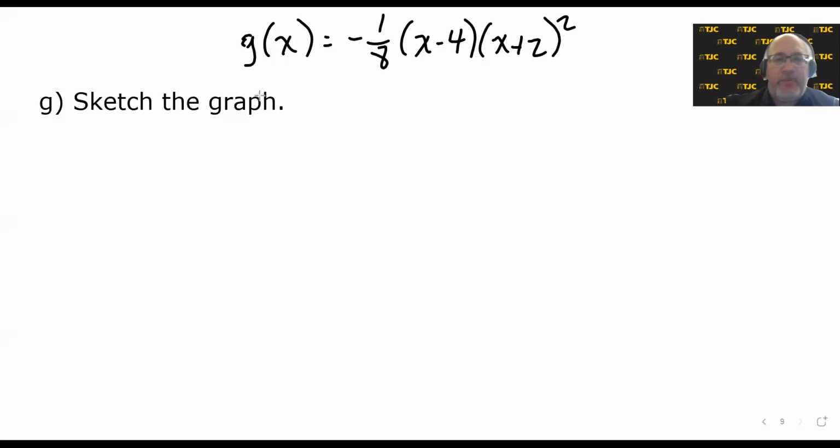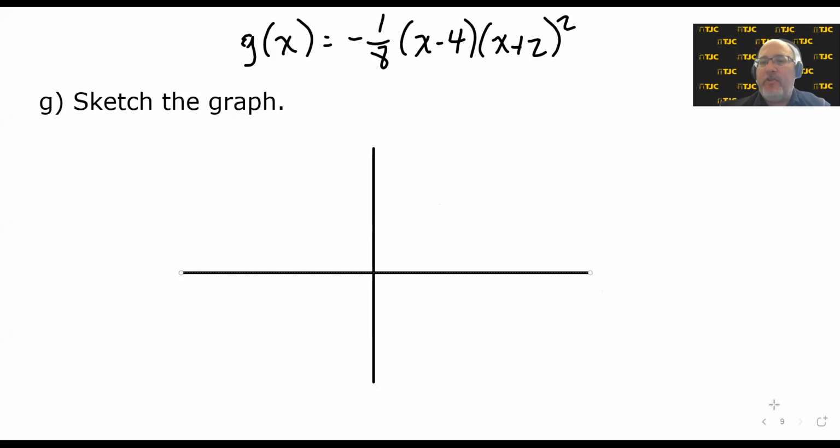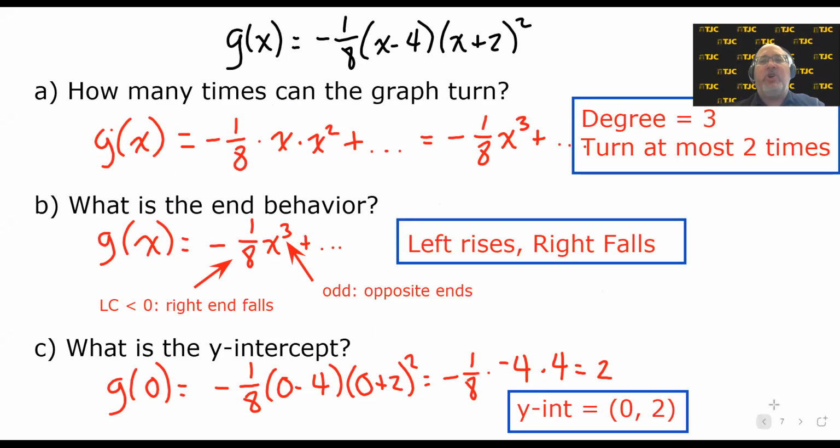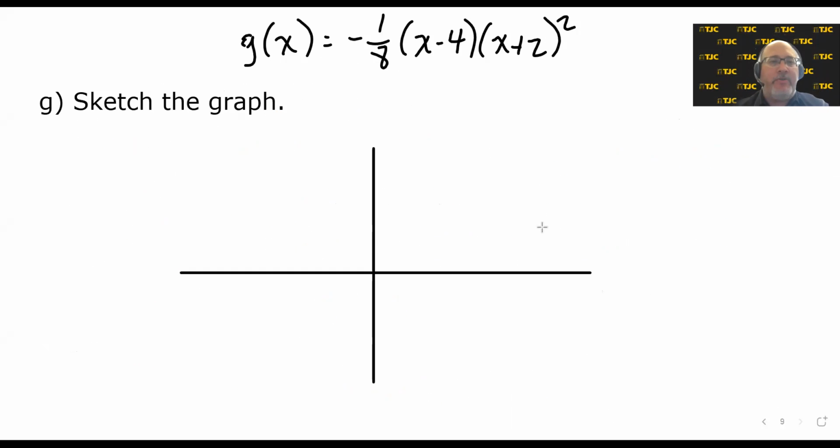Let's start by drawing some axes. X-axis, y-axis. And let's put all the pieces we need. First off, expect the graph to turn up to 2 times. The left rises and the right falls. Let's put some arrows to remind us of that. The left rises, the right falls. Again, I'm not necessarily going to connect these to make the graph. They're just visual reminders of where the left and the right ends point.